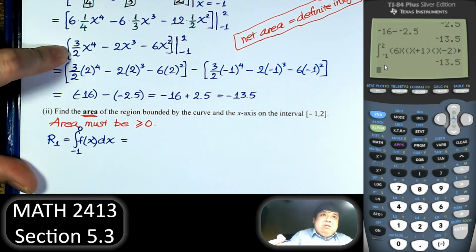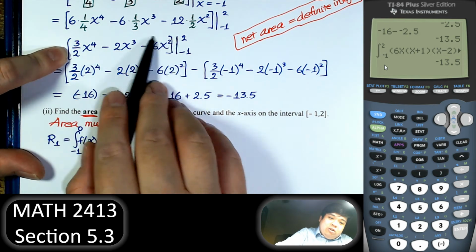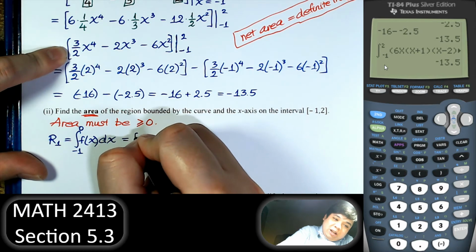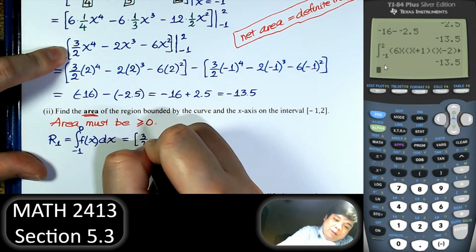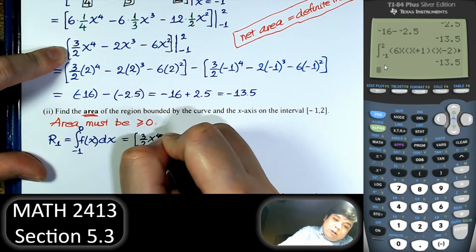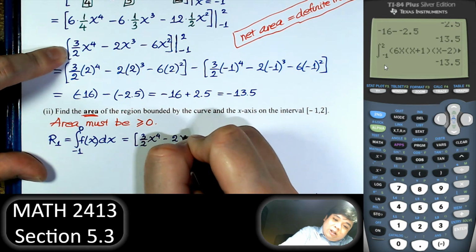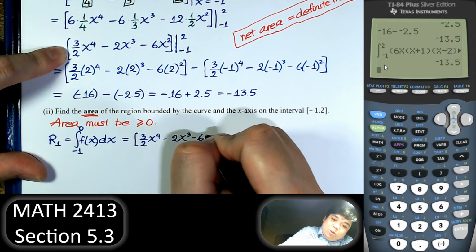So the antiderivative is still the same, right? We just change the limit, we don't change the function. So therefore we still have the same thing here. So I would just say this is equal to 3/2 x to the 4th minus 2x cubed minus 6x squared.